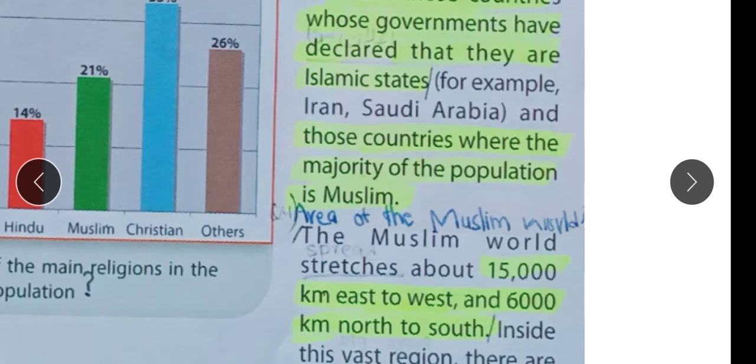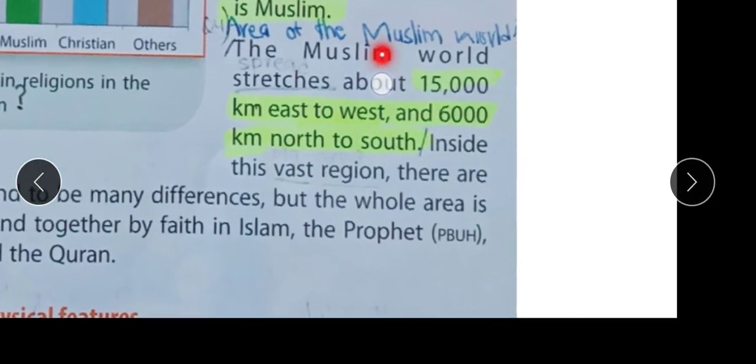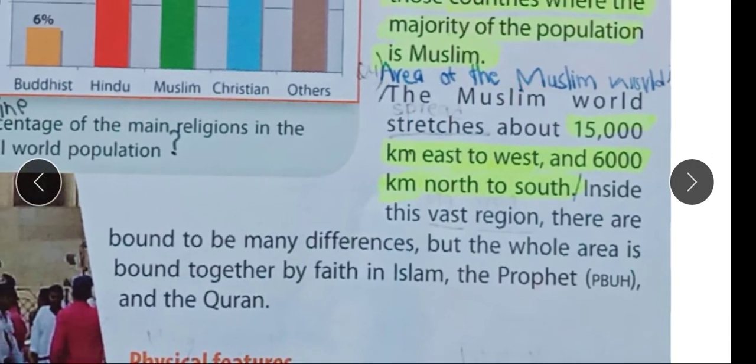Okay boys, come to the next lines, and these lines are telling us about the location, that the Muslim world stretches about 15,000 kilometers from east to west and 6,000 kilometers from north to south. So it means the Muslim world from east to west is 15,000 kilometers long, and from north to south its length is 6,000 kilometers long.